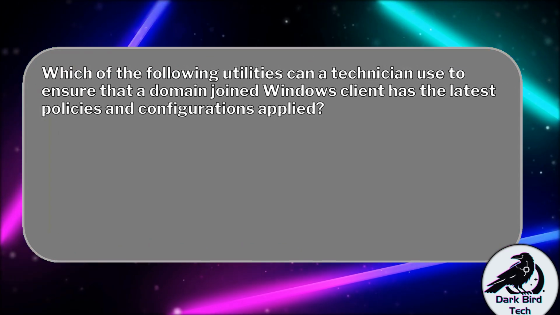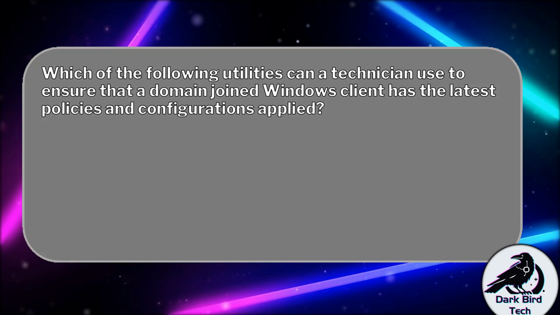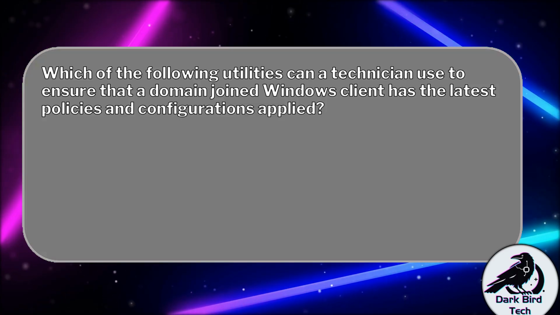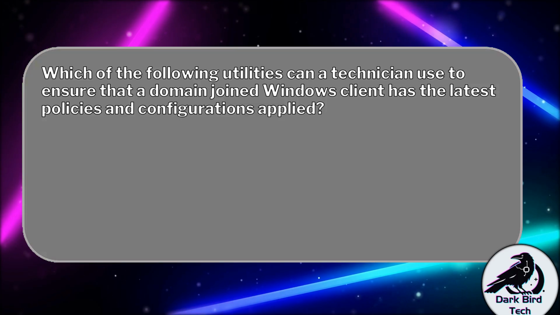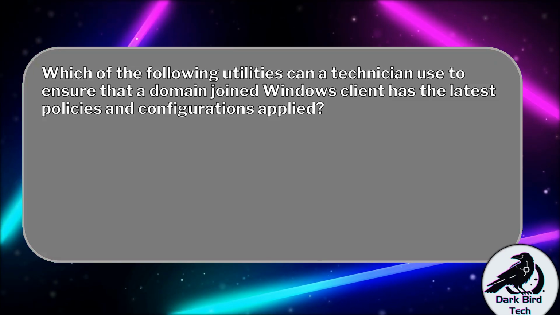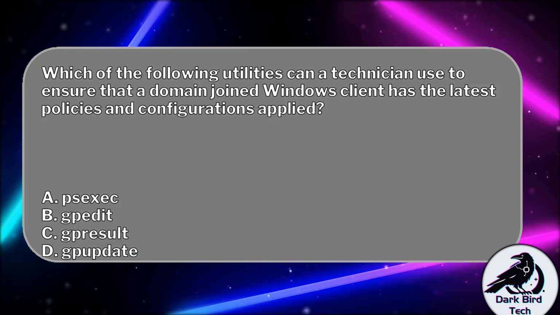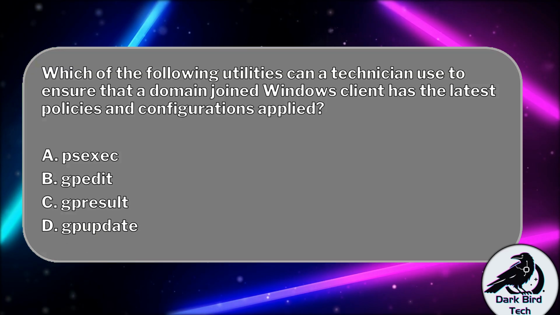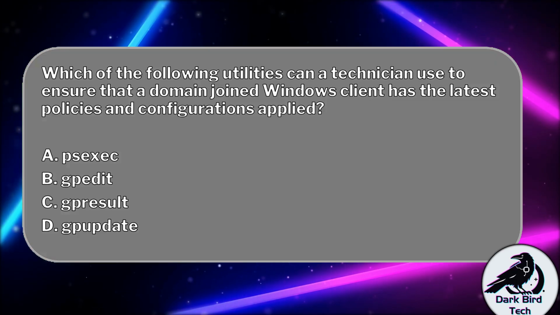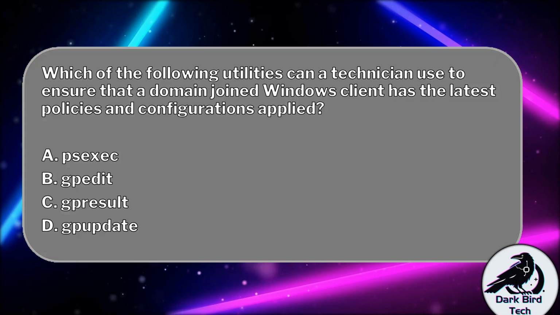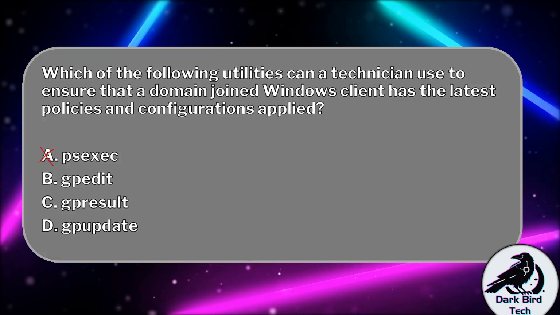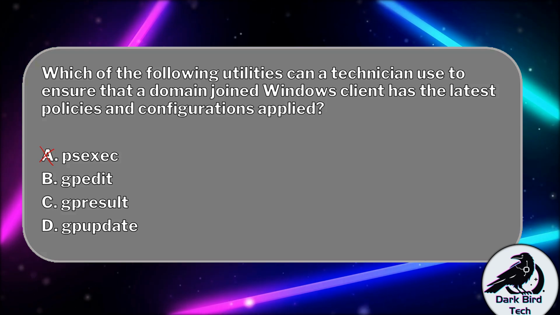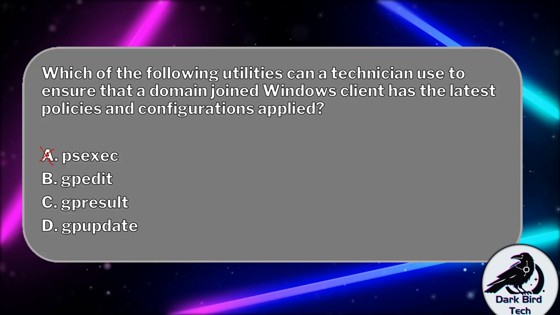Which of the following utilities can a technician use to ensure that a domain-joined Windows client has the latest policies and configurations applied? This should be interesting. Hopefully you're picturing the kind of options you'd like to see, but let's see what we have. PSExec, GPEdit, GPResult, and GPUpdate. So PSExec, it's basically a remote administration utility in Windows. A Microsoft-only replacement, essentially, for Telnet. That leaves us with GPEdit, GPResult, and GPUpdate.